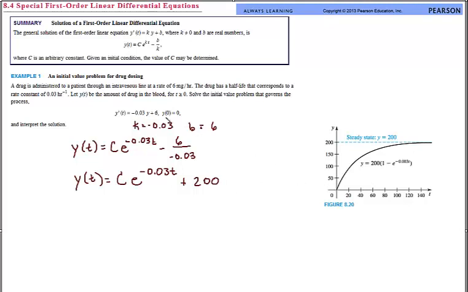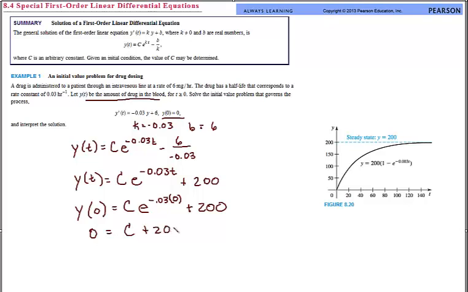I need to go ahead and use my initial condition here and state that when it is time 0, what is that amount of drug that is in the blood? So at time 0, when you first get your initial IV dosage of this drug, that would be 0.03 times 0 plus 200, and that's times 0 like this. So this equals c times 1 plus 200. That gives us that our c value is negative 200.